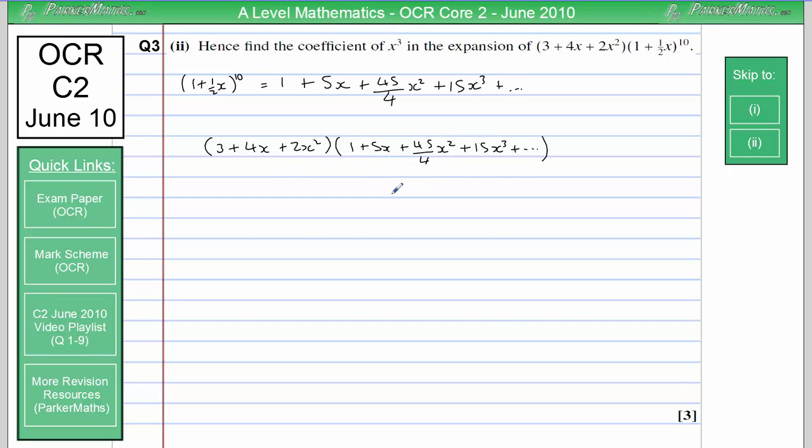So what we're going to do is identify which things will multiply together to give us a term that involves x cubed. If we started with the 3, in order to get a term involving x cubed, we would have to multiply that by the 15x cubed. If we start with the 4x, we would have to multiply that by 45 over 4x squared to get another term involving x cubed. And if we start with the 2x squared, we'd multiply that by 5x to get a term involving x cubed. So we only need to multiply out 3 terms in this bracket expansion to get the coefficient of x cubed.